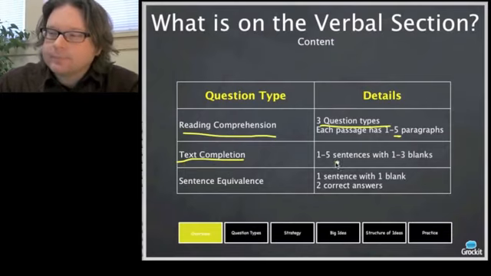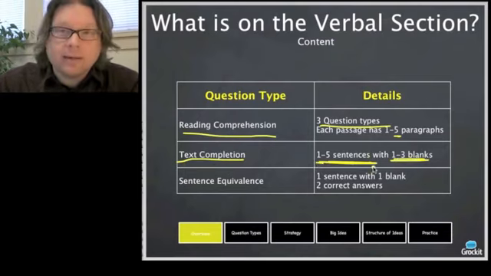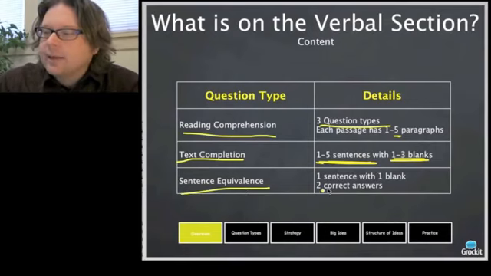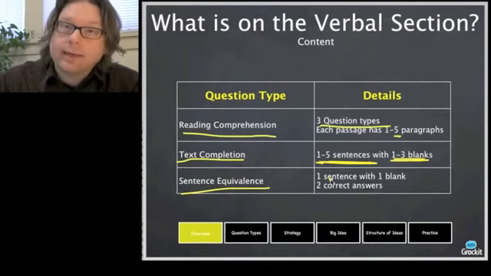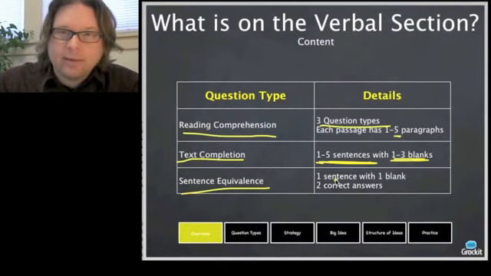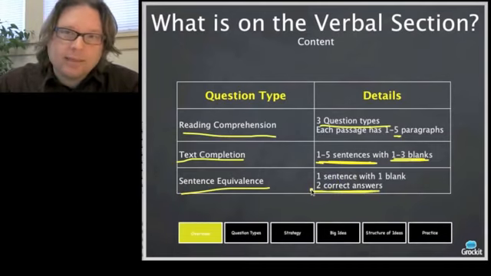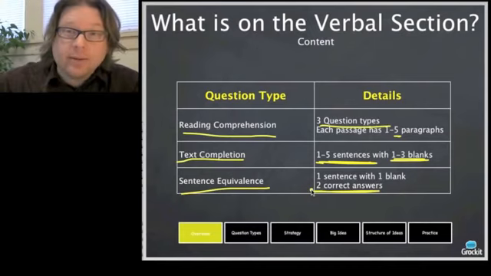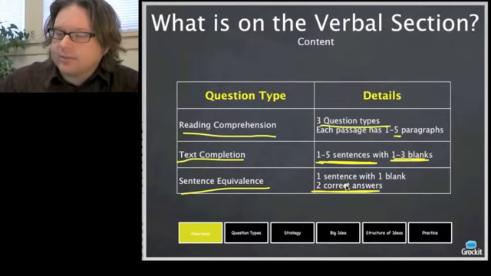Text completions, you'll have between 1 and 5 sentences with 1 to 3 blanks in those sentences, and you have to fill in what goes in there. And then sentence equivalence, it'll be 1 sentence with 1 blank, and then you have to choose 2 answers that are each equivalent. Not only does each answer fit in the sentence in question, but they also match each other. So that's one of the new ways that vocabulary has stayed in the GRE, is through sentence equivalence.